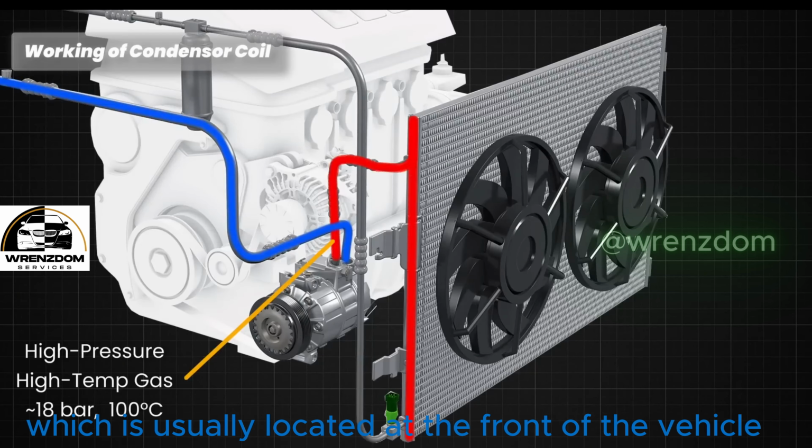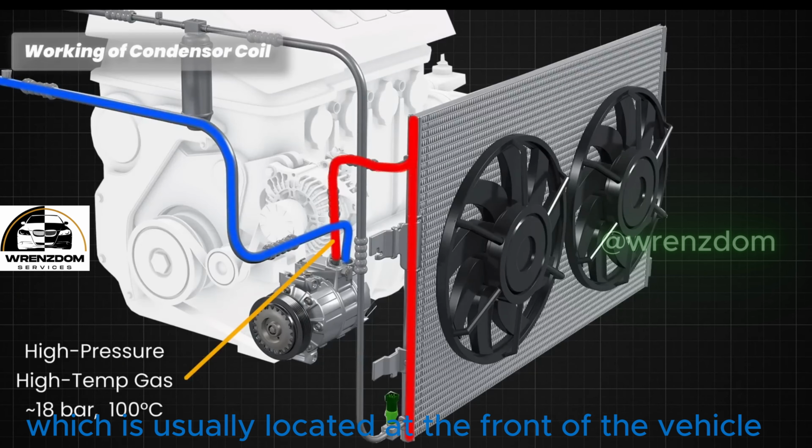The cold refrigerant is now cycled back through the receiver dryer. The receiver dryer helps separate any remaining gas from the liquid refrigerant. The internal structure of the receiver dryer facilitates this separation, ensuring that only liquid refrigerant flows to the expansion valve. The filtered, moisture-free, and high-pressure liquid refrigerant exits the receiver dryer and flows towards the expansion valve.